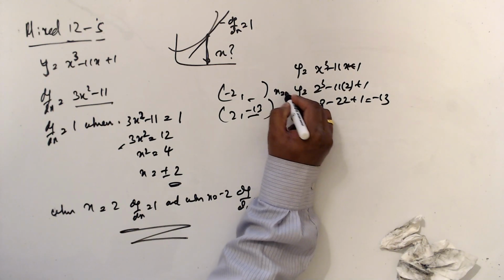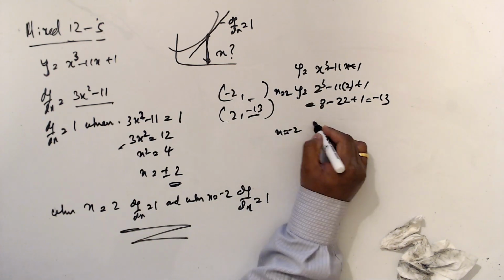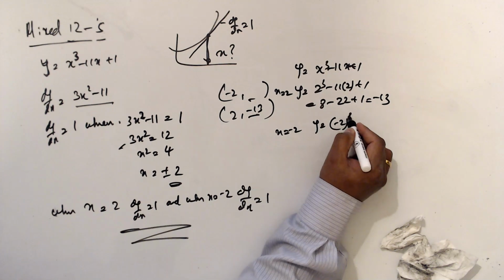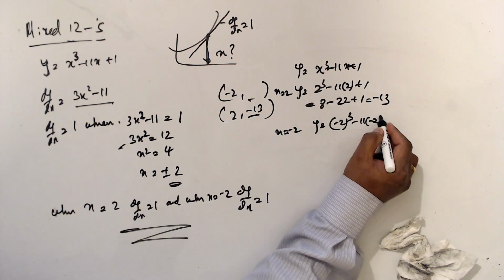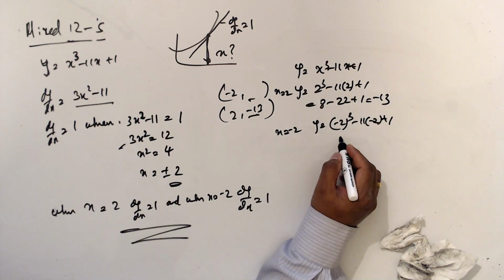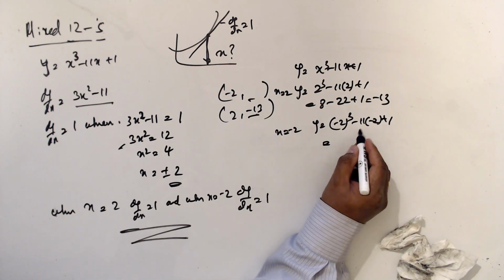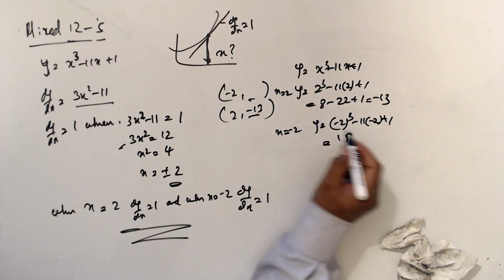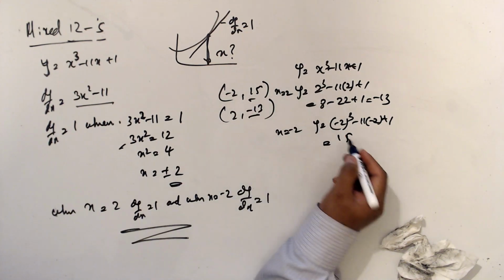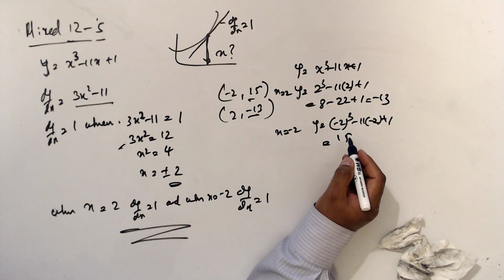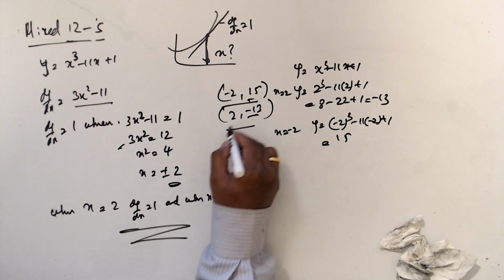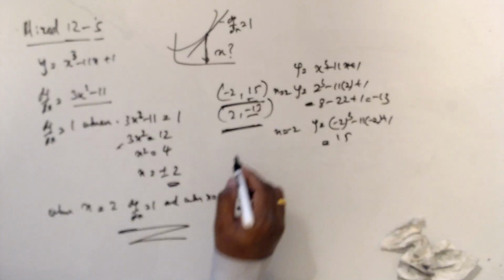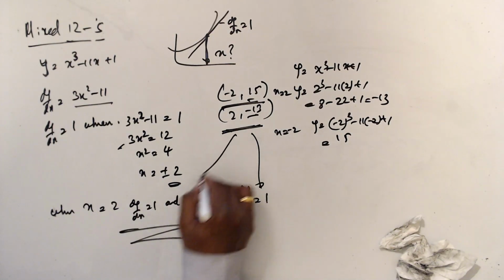When x equals minus 2, y equals minus 2 cube, minus 11 times minus 2 plus 1. The answer is 15. So on those points, the gradient is 1.